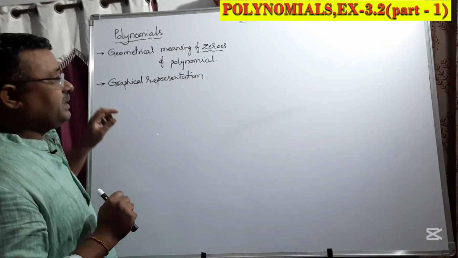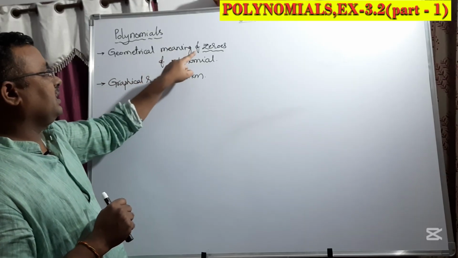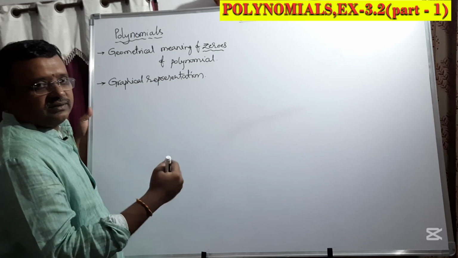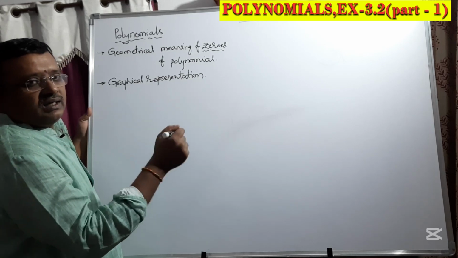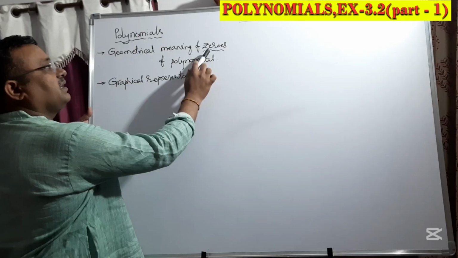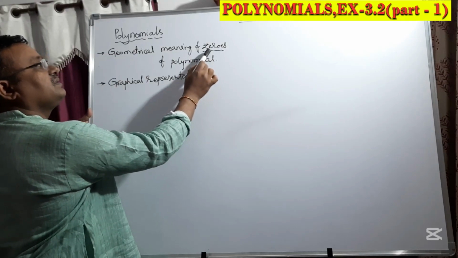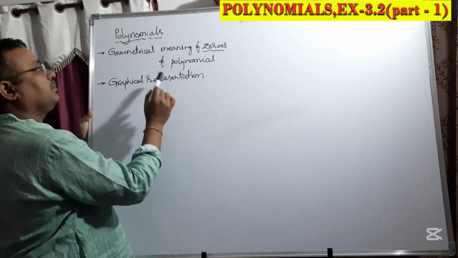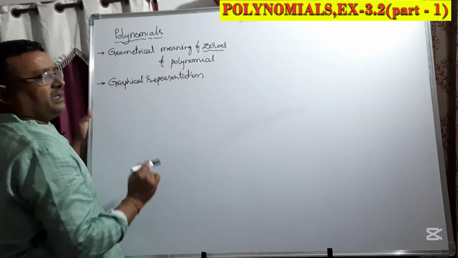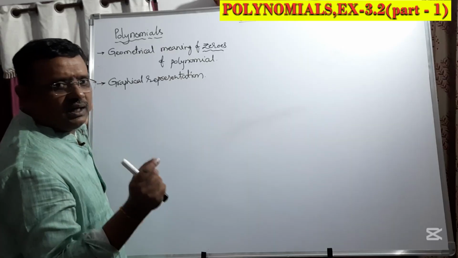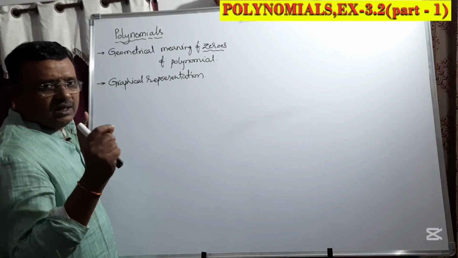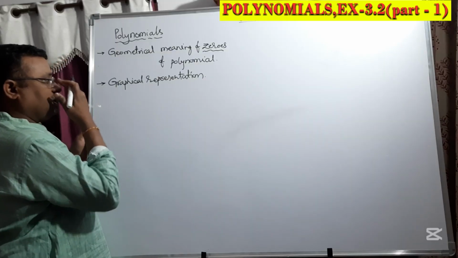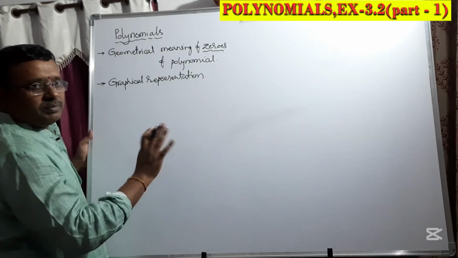That important concept is the geometrical meaning of zeros of a polynomial. In the earlier exercise, we learned how to check whether the given numbers are zeros of the polynomial or not. Today we are going to learn about their geometrical meaning. It is a very simple and easy concept. You can understand it very easily. Just listen. Geometrical meaning means graphical representation.